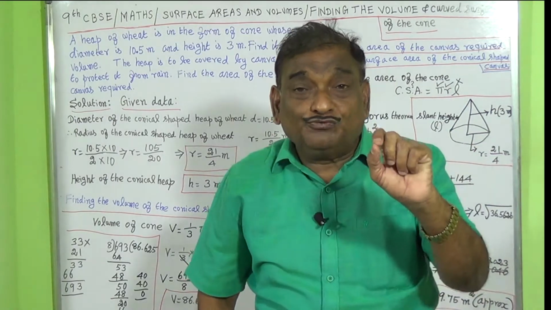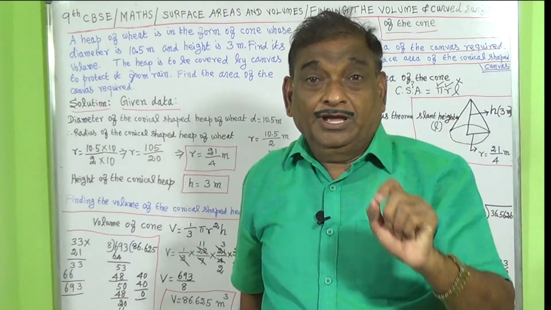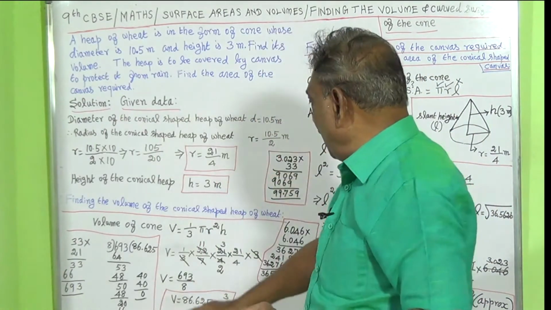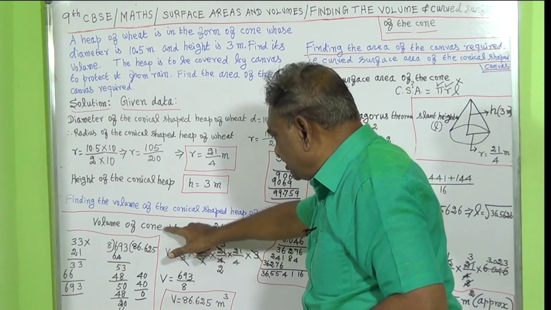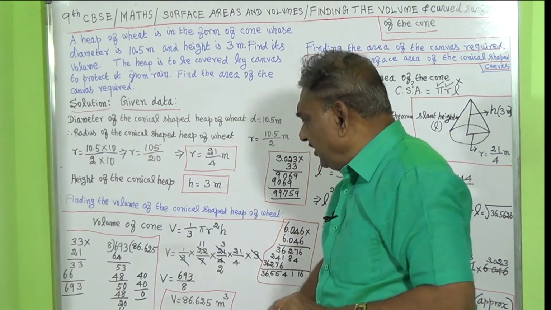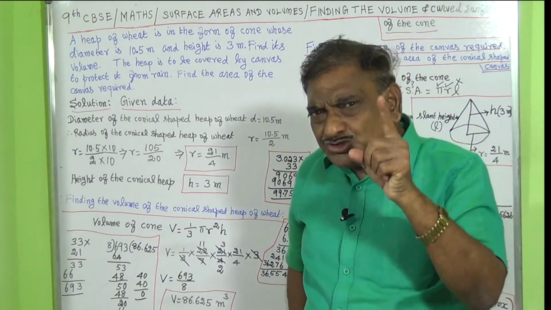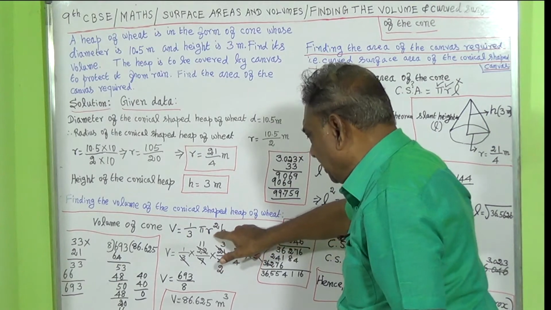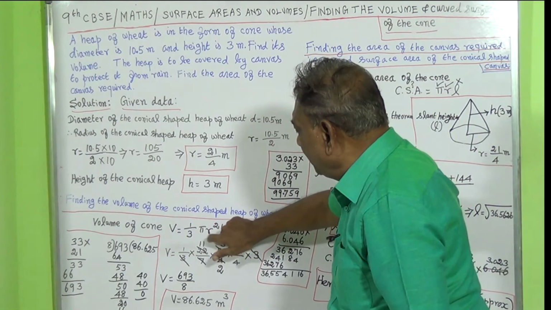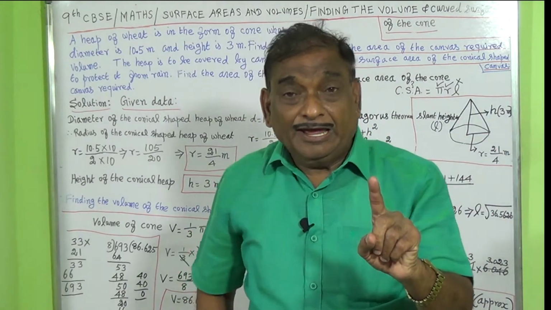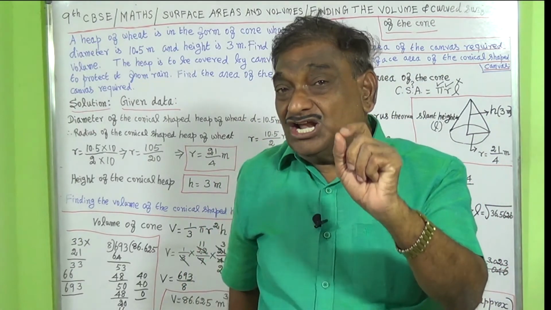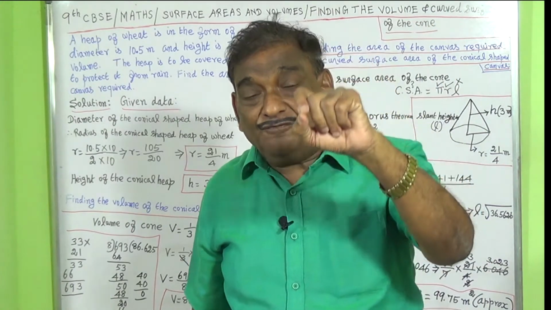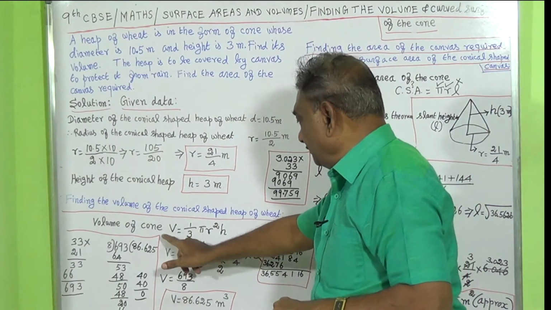What is the formula to find the volume of the cone? The formula to find the volume of the cone is 1 by 3 pi r square h. On seeing this formula, we understand that we have seen this formula somewhere, that is pi r square h. Where have we seen this formula? This is the formula of the volume of the cylindrical shape. From that formula we have derived the formula for the volume of the cone.